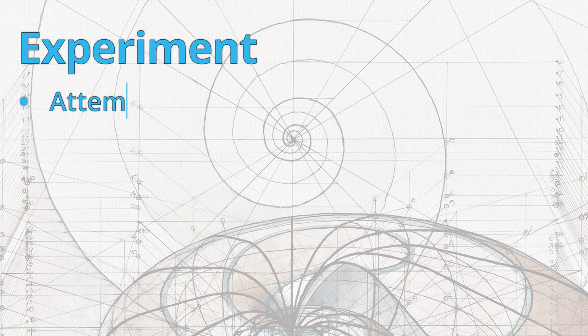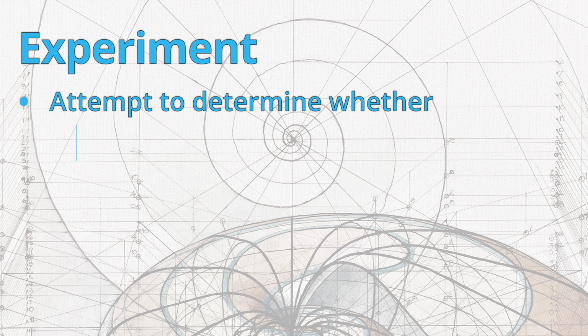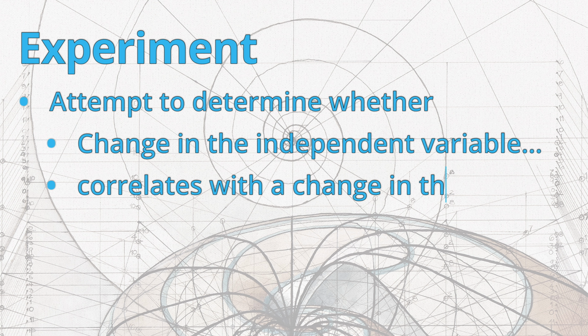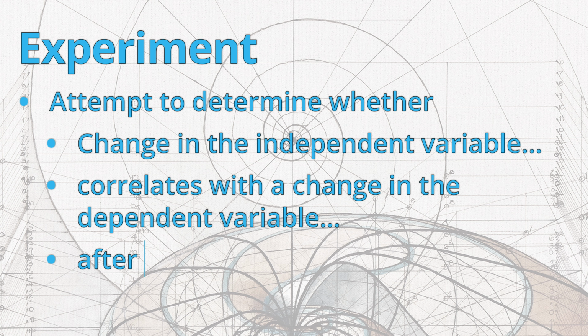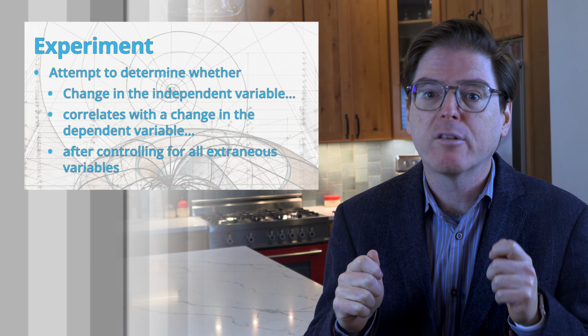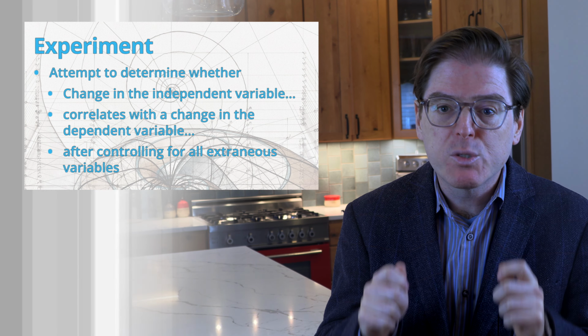So, an experiment is an attempt to determine whether a change in the independent variable is correlated with a change in the dependent variable after controlling for extraneous variables. If no other variables can be responsible for that change in the dependent variable, we can infer that the change in the independent variable was responsible for it. In terms of our example, an increase in exercise leading to a decrease in heart disease incidence, while all other variables are controlled for, would enable us to conclude that exercise helps prevent heart disease.